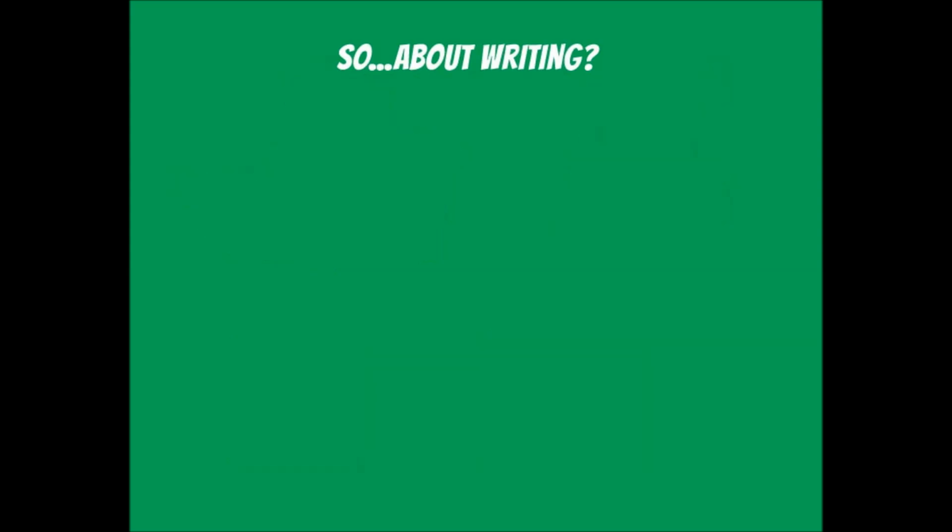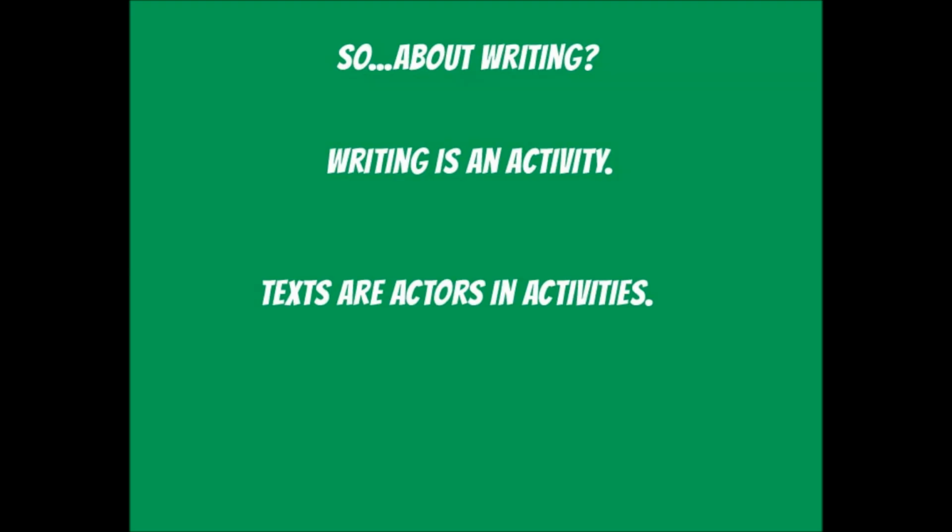So what does all this talk of activity theory and tools have to do with writing? Well, for one thing, writing is an activity. The more we become aware of the actors involved in the writing process, the more we can think critically about the impact each of those actors has on what we produce. Secondly, texts are often really influential actors that participate in our activities. Even something as simple as a speed bump sign might influence how a person behaves.